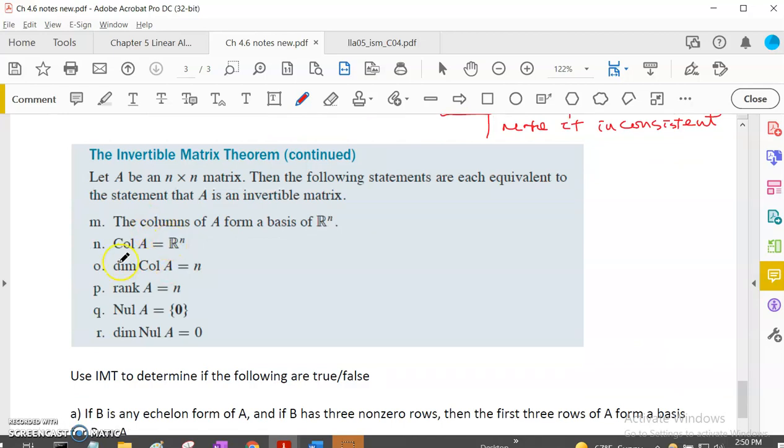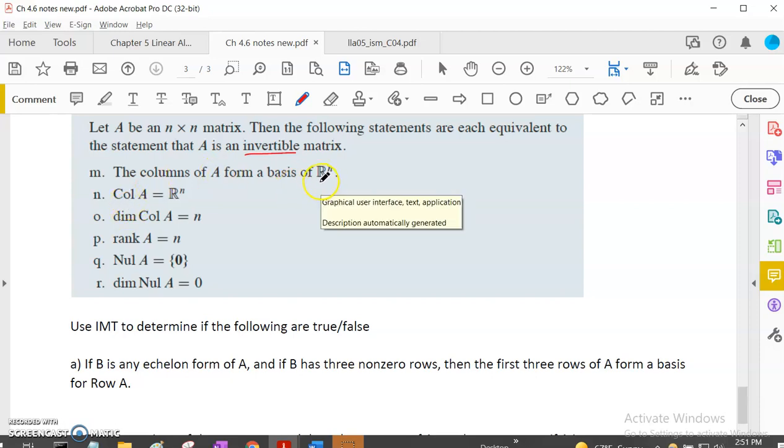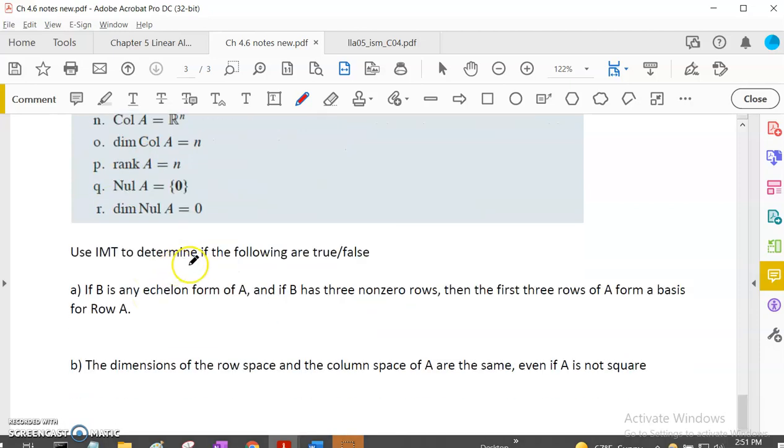Because we introduced rank A, which is the dimension of column A, for an n times n matrix, if the dimension of column A is equal to n, then rank A is n. That means null A is 0, and column A is Rn. The columns form a basis for Rn. So these are the conclusions you can make if you have an invertible matrix: the columns form a basis for Rn, and it automatically follows that null A is 0.